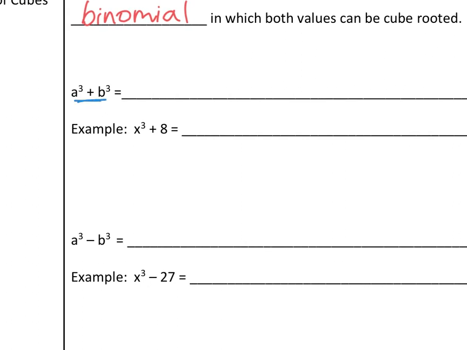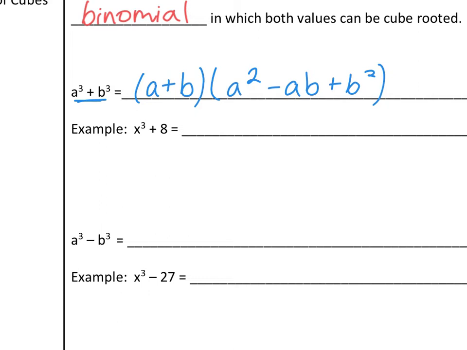When you see a to the third plus b to the third, do you think that's a sum or a difference of cubes? Sum. Why? The plus sign gives it away. If it's a plus sign, that's a sum of cubes. And here's how it looks. Just write this down. Don't freak out. A plus b in one set of parentheses times a squared minus ab plus b squared. Don't freak out. It's going to be okay.